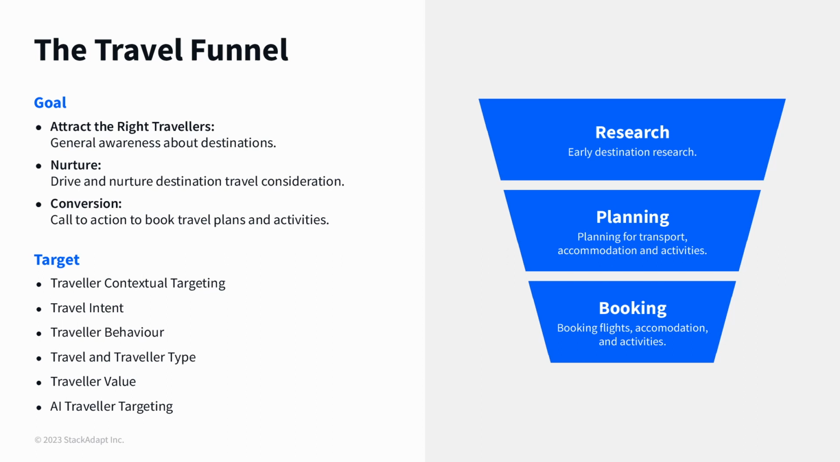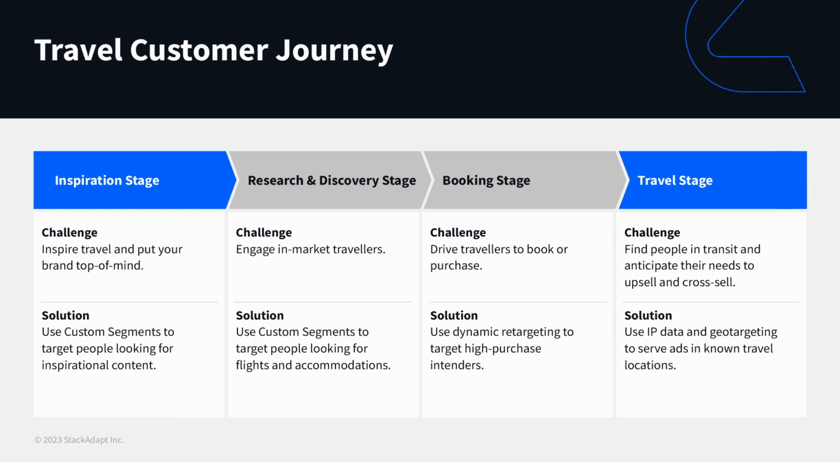You can see in the bottom left a selection of the different audiences that we have available. We've got contextual targeting, intent, behavior, travel and traveler type, traveler value, and then AI traveler targeting as well. I'll be delving into all of those in a little bit more detail in a moment, but I just wanted to look quickly at the challenges and solutions at each stage.